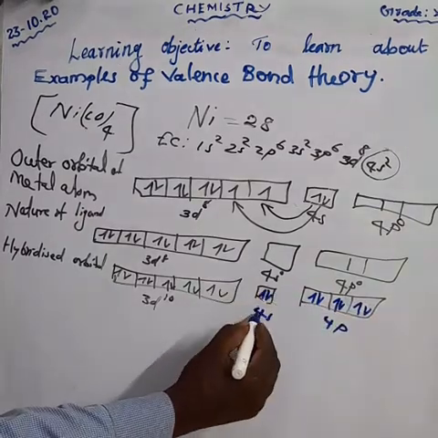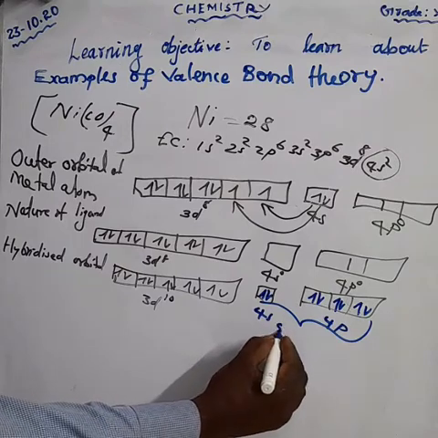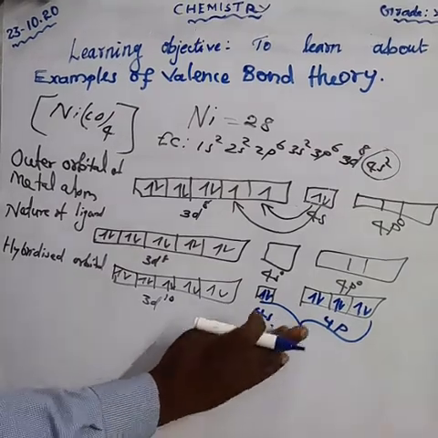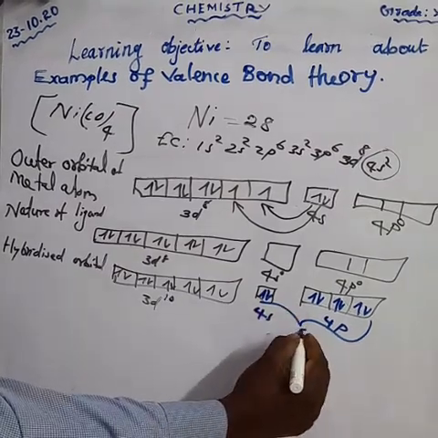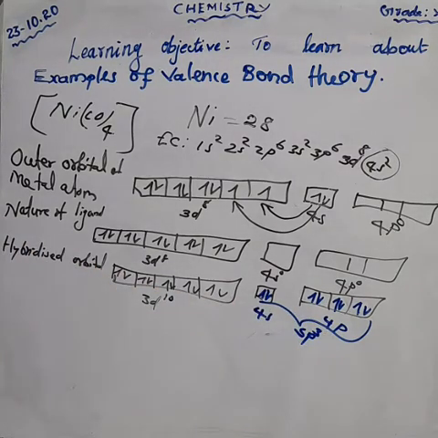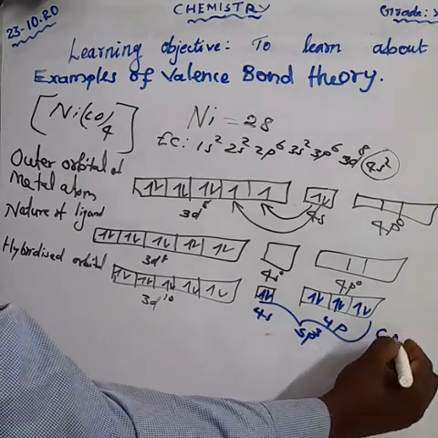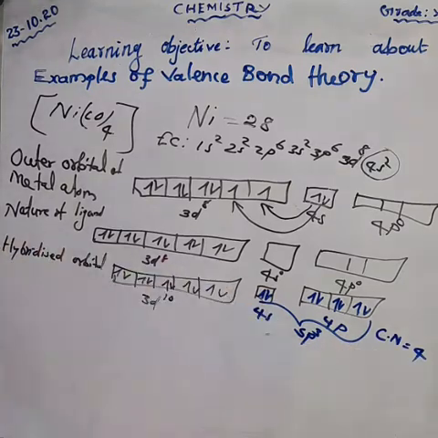So now what is the hybridization? One s orbital combines with 3 p orbitals to form sp3 hybridization. What is the hybridization? sp3 hybridization, and the coordination number is 4.